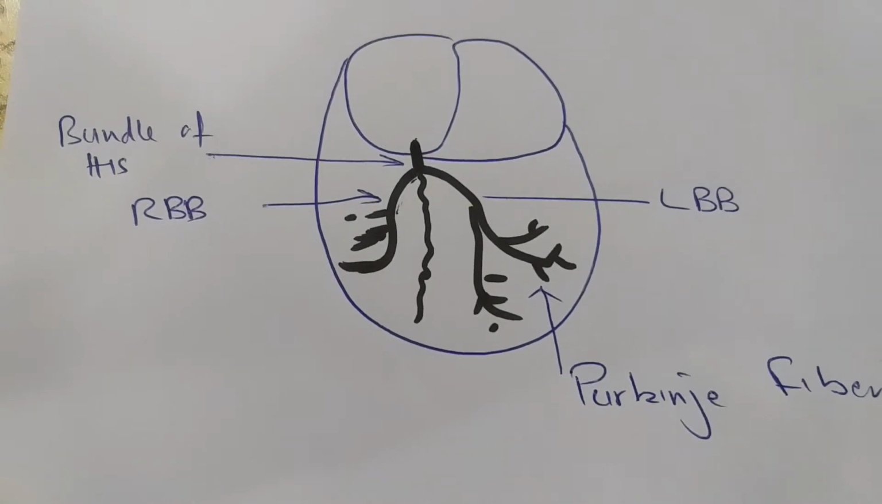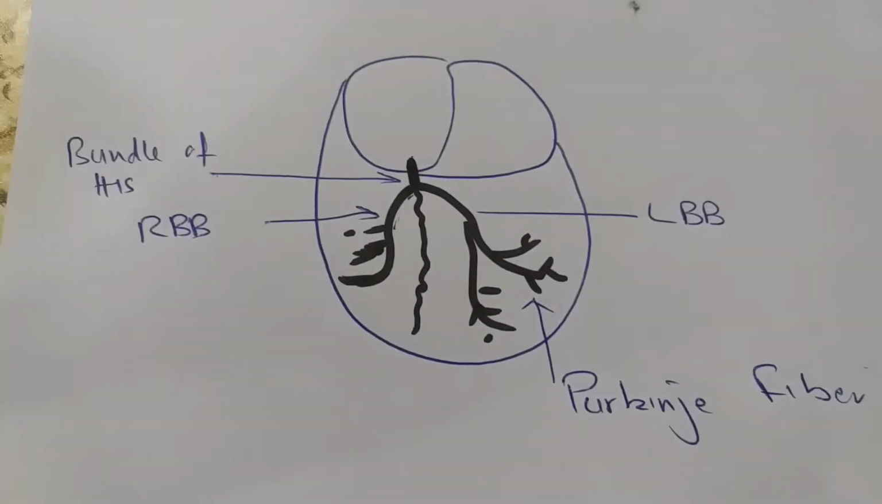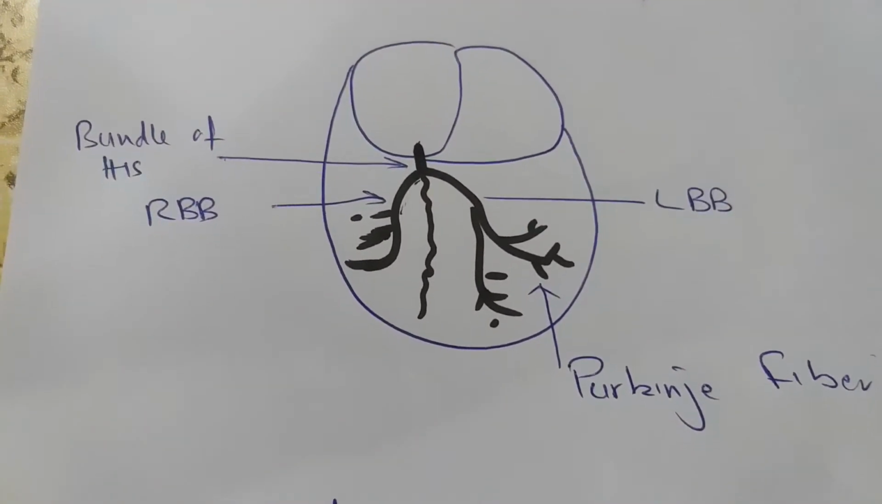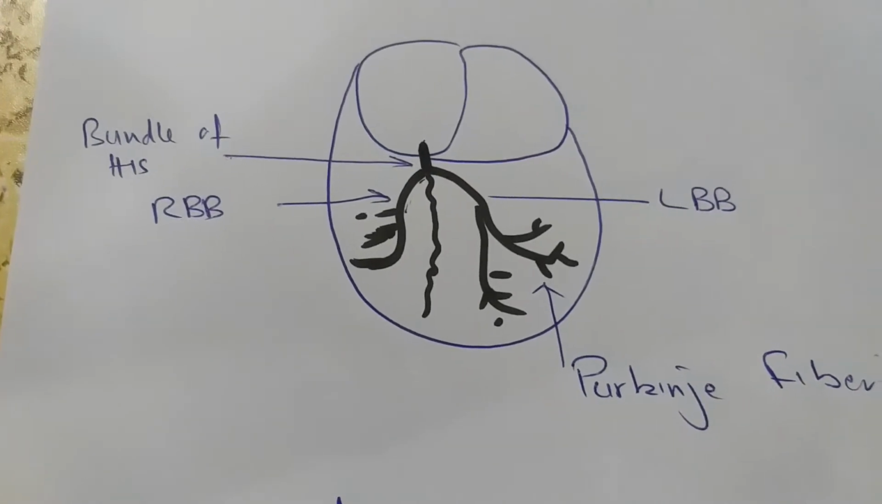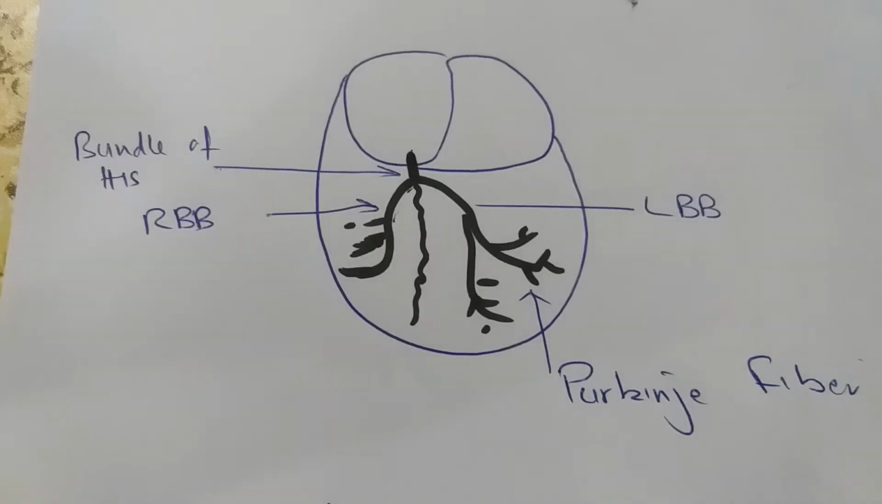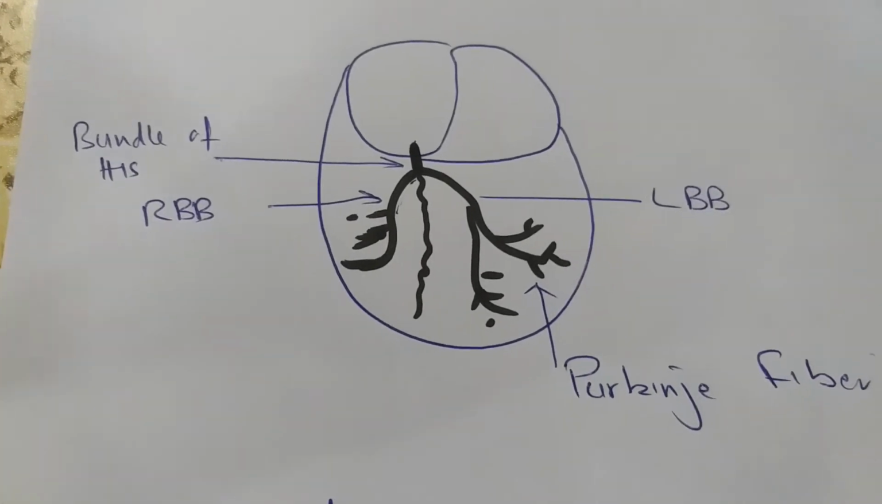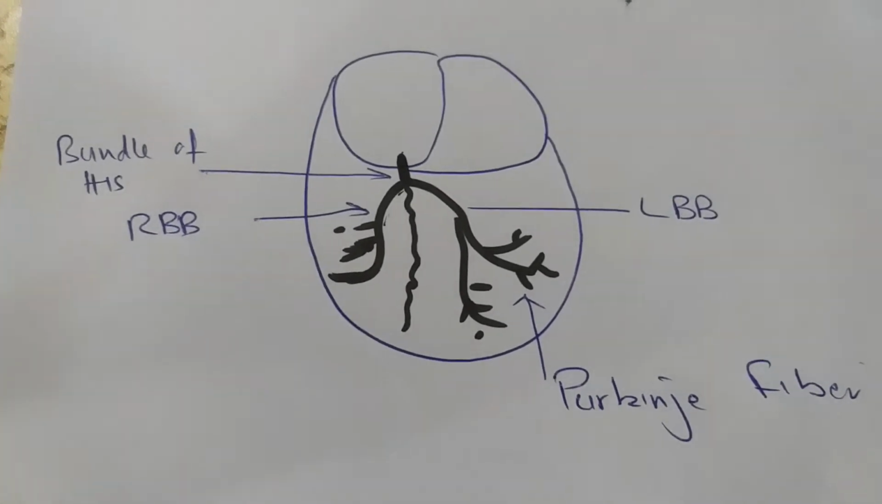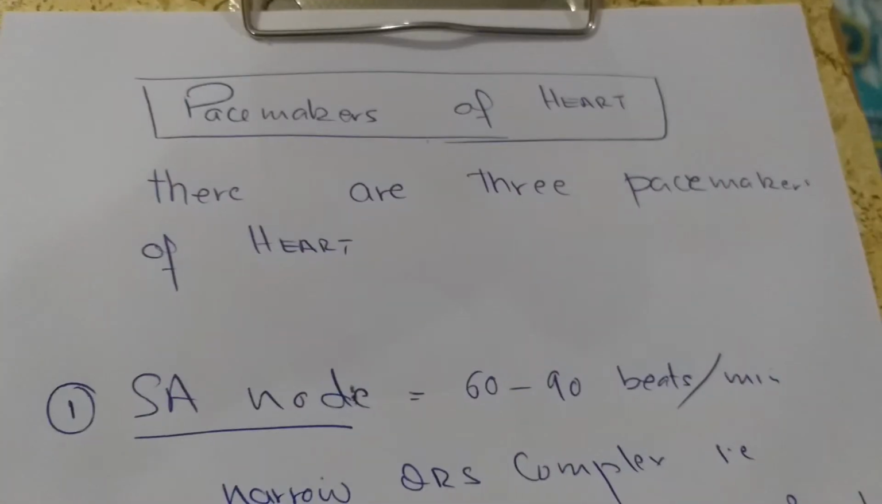Why are we mentioning it here? Because in the complete heart block or third degree heart block, the AV node is completely blocked, so it will not affect the regularity and the generation of the P wave. So this is a very important factor to remember.